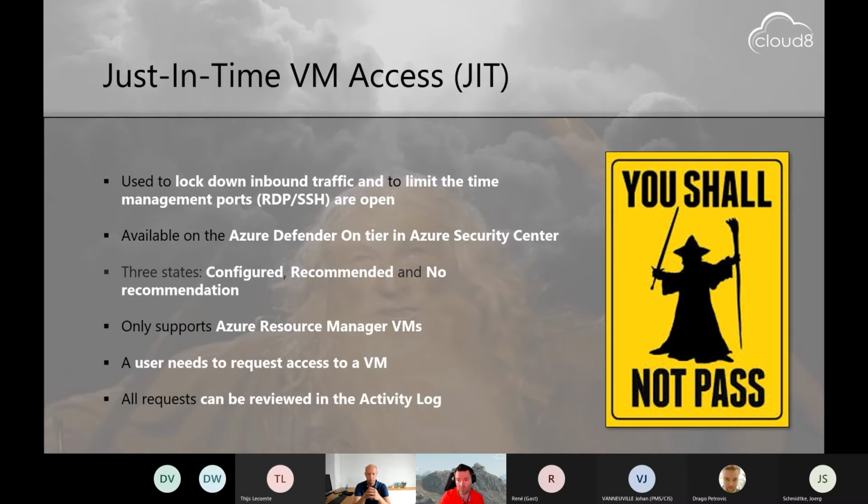So if you set it to 8 hours, you will be able to connect to RDP or SSH for at least 8 hours. When that time window has passed, Security Center automatically restores the NSG back to its previous state, by which the NSG no longer allows that specific port to be accessed. Good to know is that all those connections and requests can be reviewed in the activity log, so that can always come in handy from time to time.